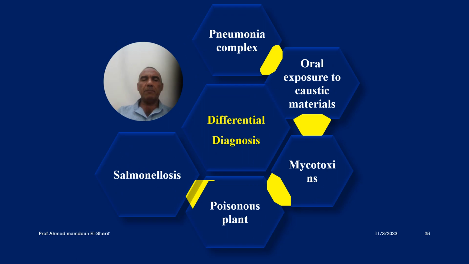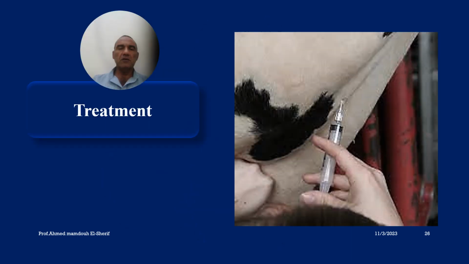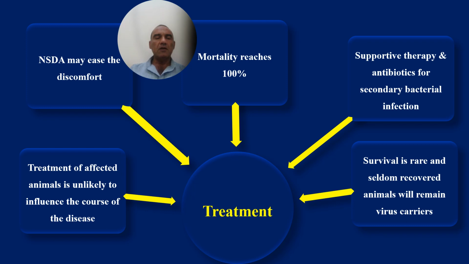Pneumonia complex, oral exposure to caustic material, mycotoxicosis, poisonous plants, and salmonellosis also have to be differentiated from malignant catarrhal fever. Treatment. Treatment of affected animals is unlikely to influence the course of the disease as it is fatal. We just give supportive treatment for the animal to prevent its pain.